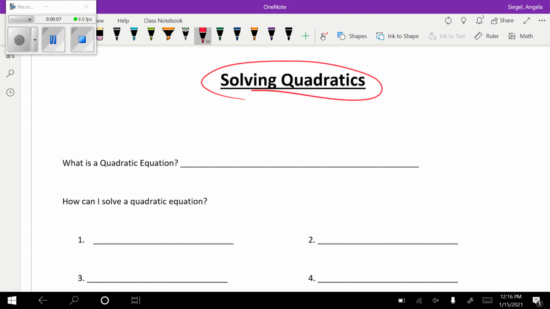So the first thing that you need to know is what is a quadratic equation? Well, hopefully you have seen this by now. Where A, B, and C are, that's what's part of the quadratic formula and things like that. So A is the coefficient of x squared, B is the coefficient of x, and C is your constant.